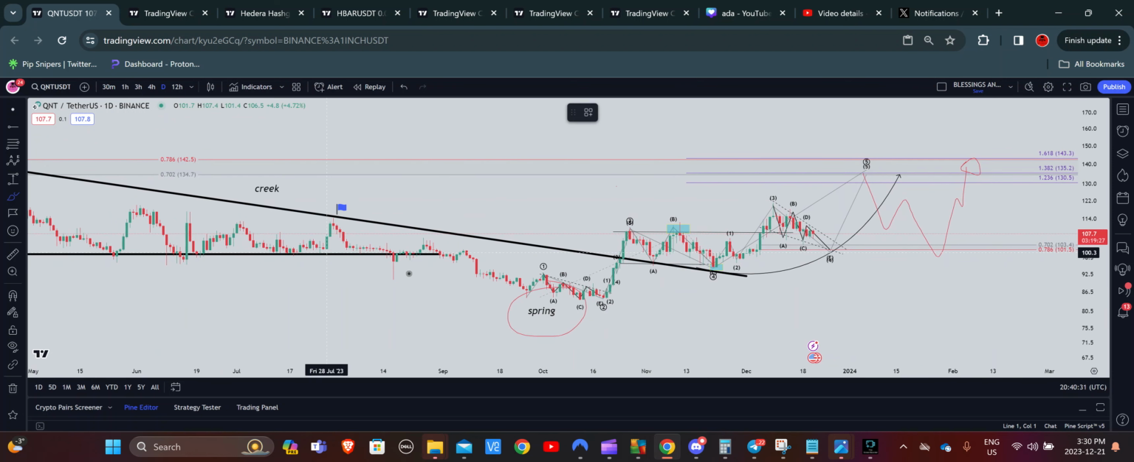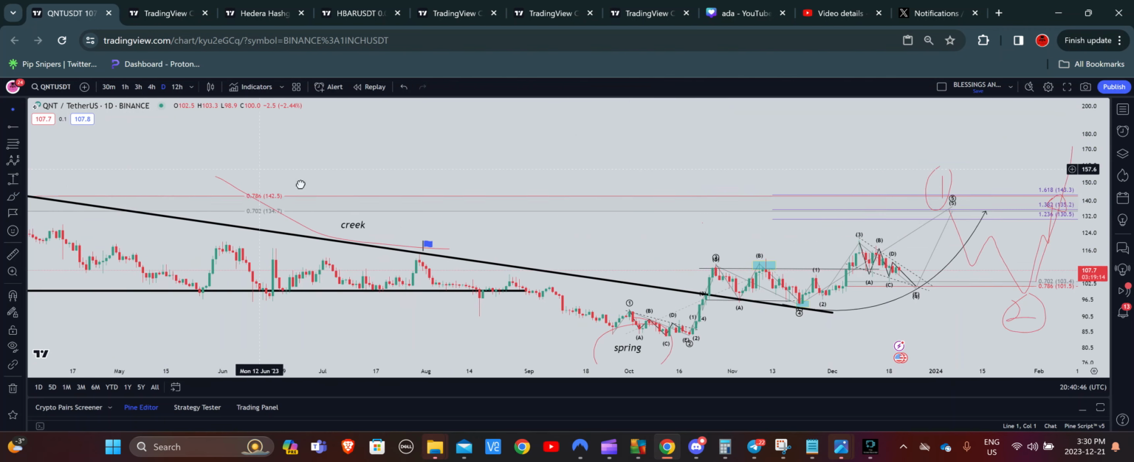and then we may see an ABC correction for our wave 2. So this over here would act as your wave 1, come down for a wave 2, and then you have a third, fourth, and fifth wave all the way up there towards your last all-time high.